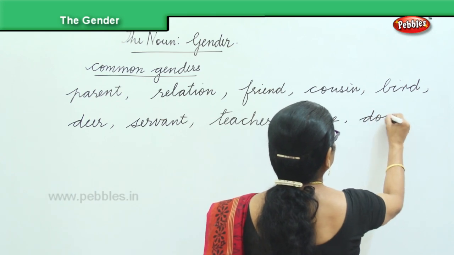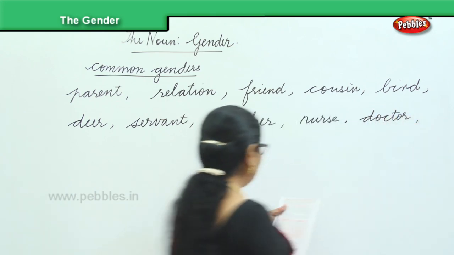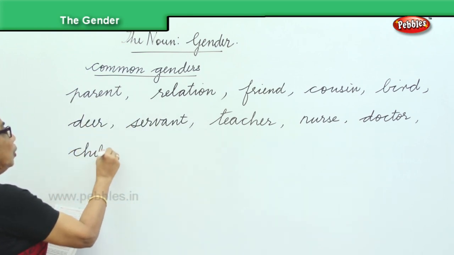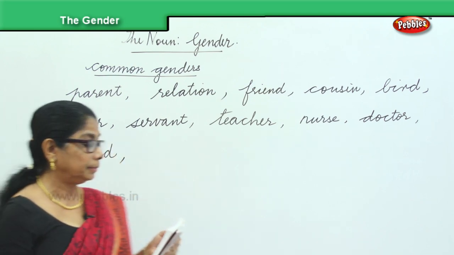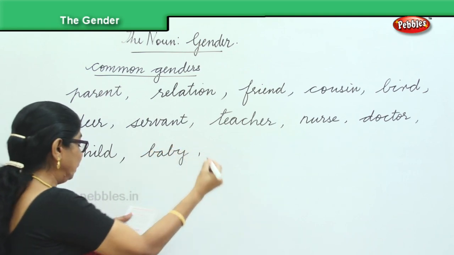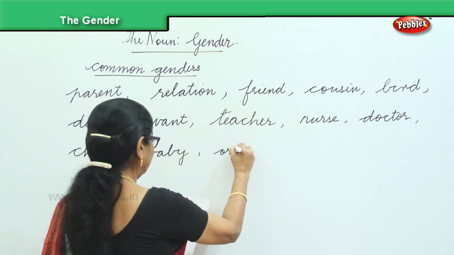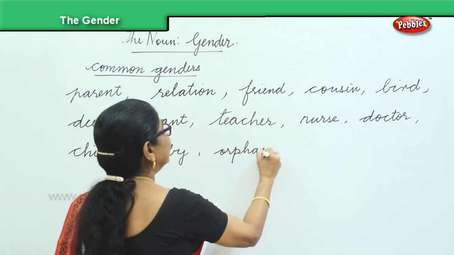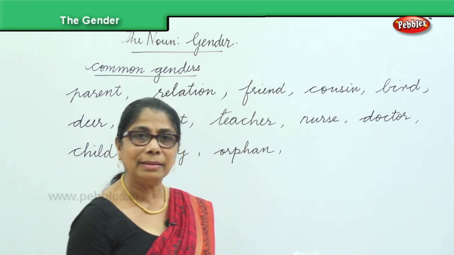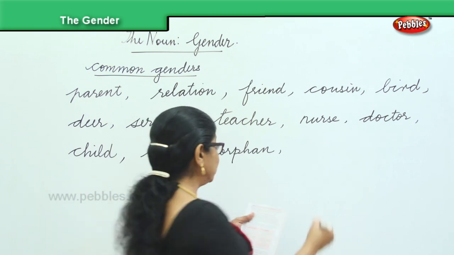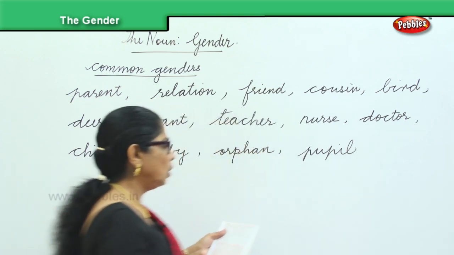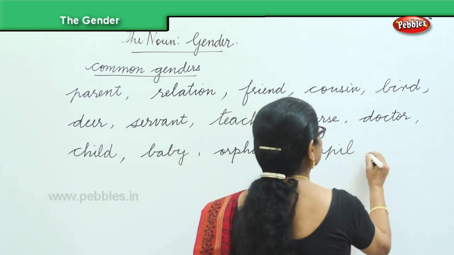Doctor. Doctor can be a man or a woman. Child. It can be a girl or a boy. It's a common gender. Baby. It can be a male or a female baby, any baby. Orphan. An orphan child can be a male child or a female child. Pupil. All the pupils may enter the class. It can be girls or boys. Then we have students. When you say student, it can be girls or boys.